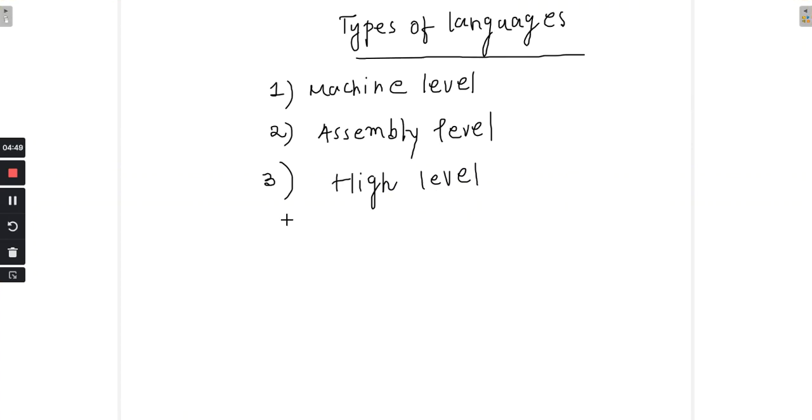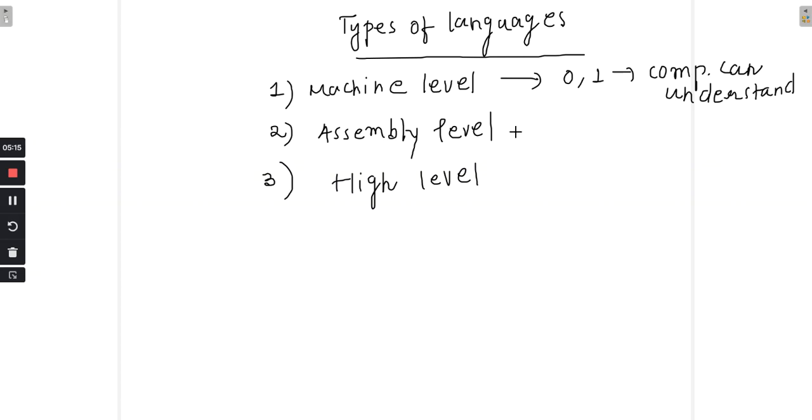Now let us see how many types of languages there are. We have three types: machine level, assembly level, and high level languages. Machine level is the sequence of zeros and ones, which only a computer can understand, right? Now two other types. One is assembly, another is high.